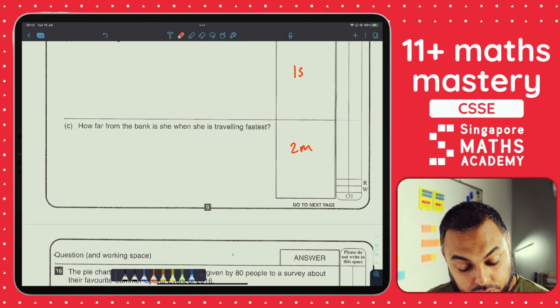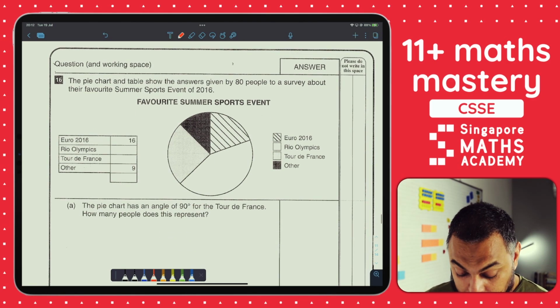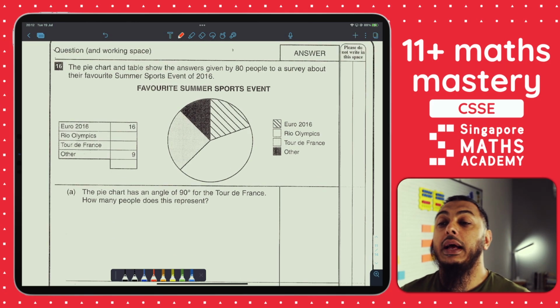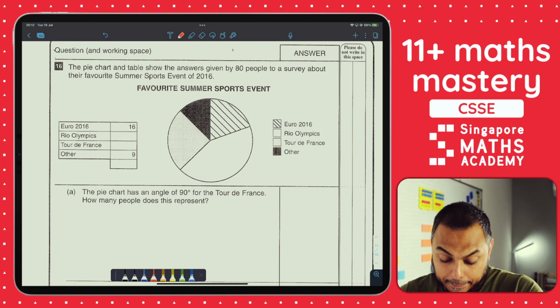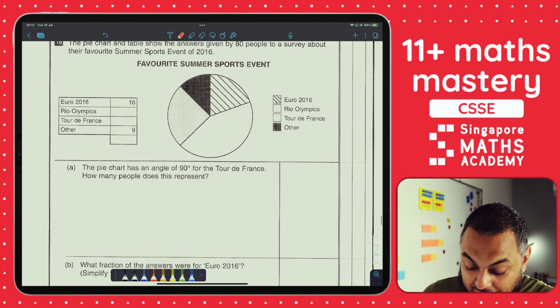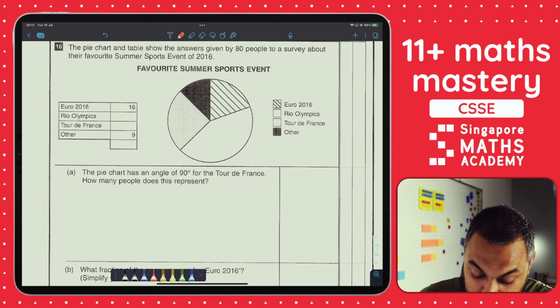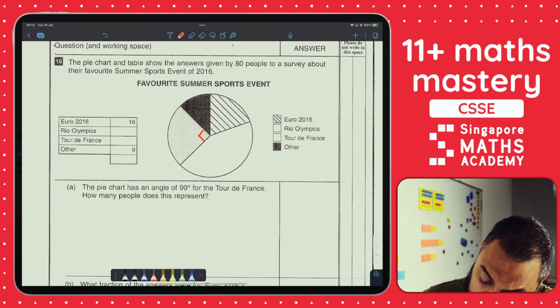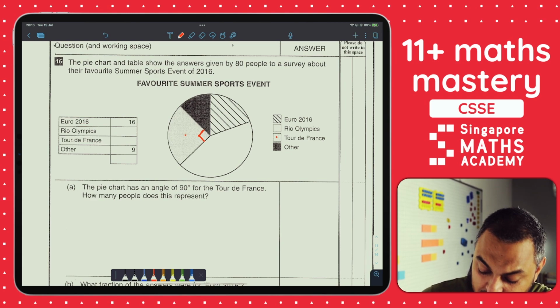Right, so let's look at the next question. Question 16 now. Let's see, what does it say here? The pie chart and table shows the answers given by 80 people to a survey about their favorite summer sports event of 2016. You can see here the pie chart has an angle of 90 degrees for Tour de France. That means it's a quarter, because 90 degrees is a quarter. Tour de France is this one. Yep, that's 90 degrees. That's a quarter of the pie chart.